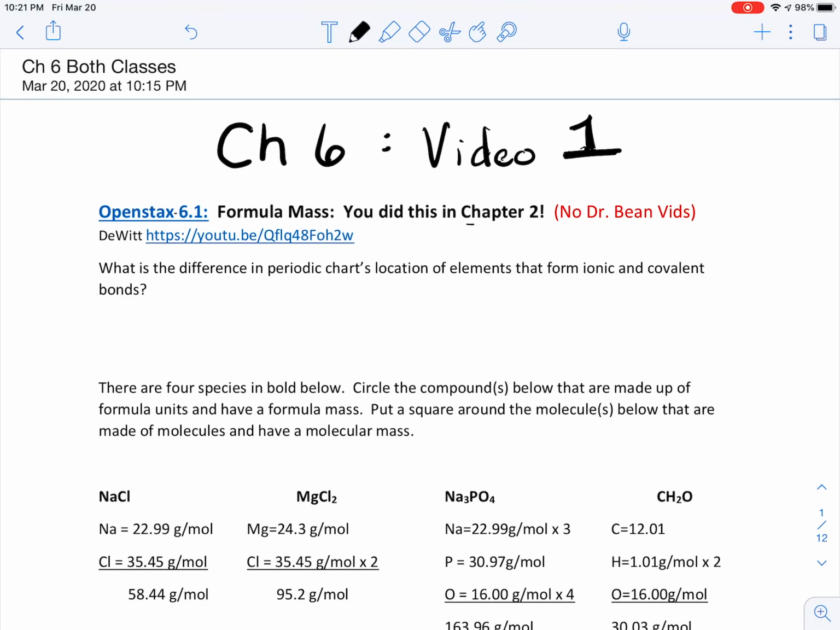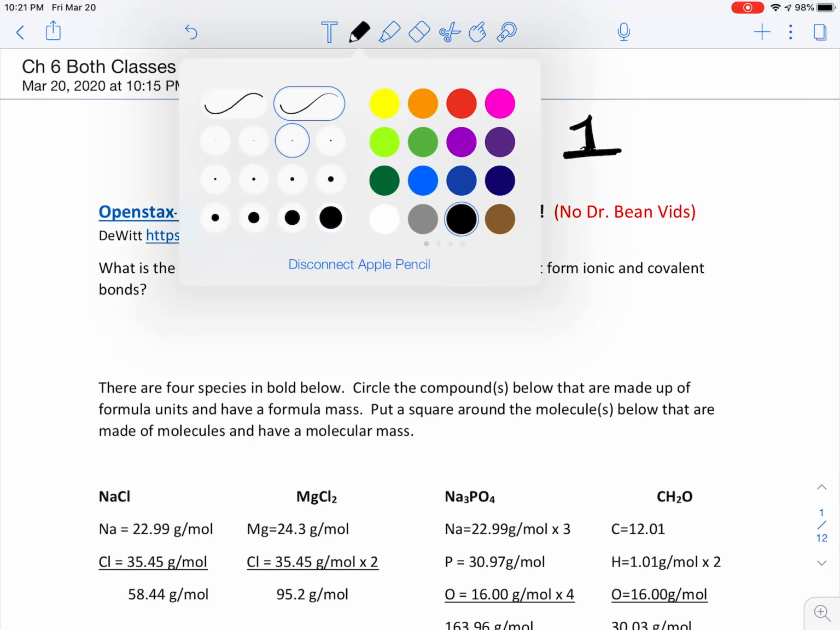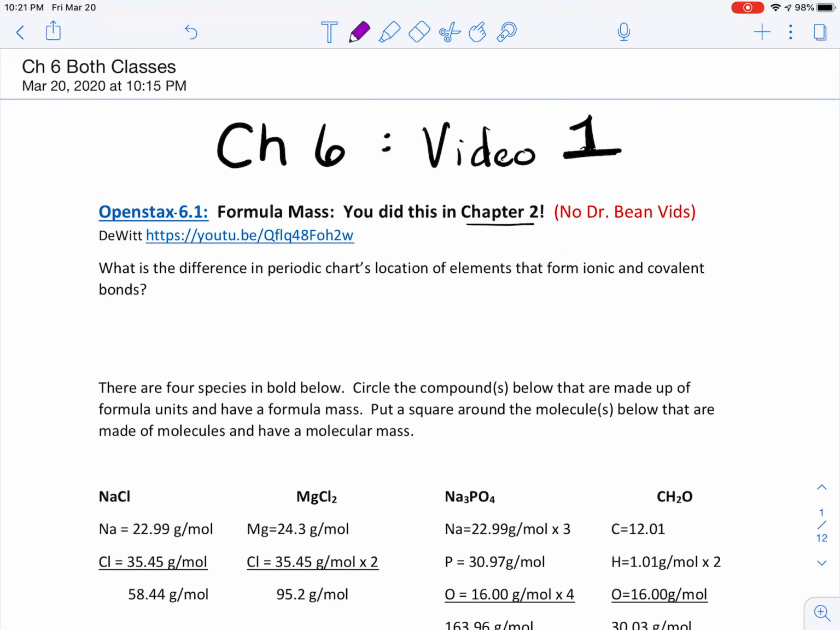Now this first section of OpenStax should be a reminder of chapter 2 to you. So a lot of it should seem really familiar, a lot like chapter 2. It shouldn't seem like new material, because it isn't.